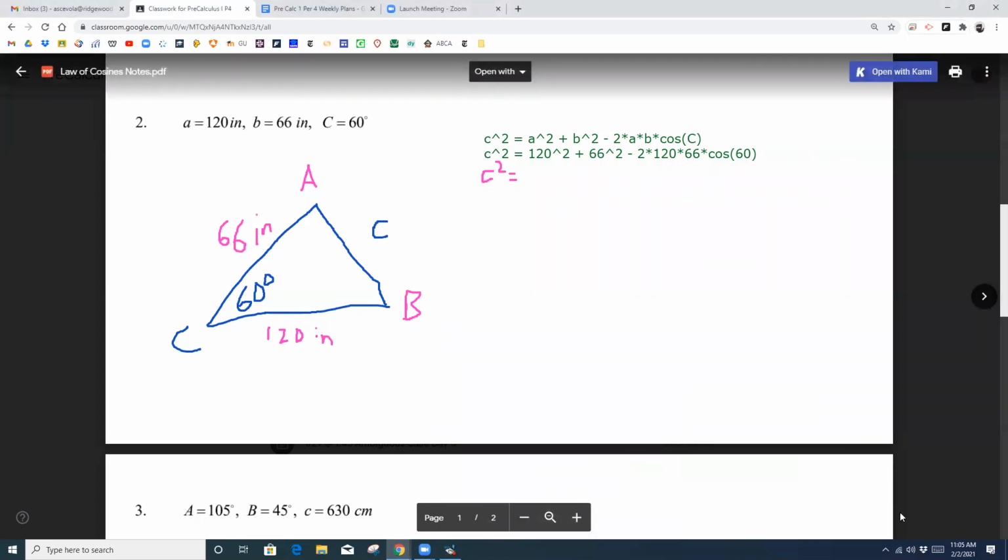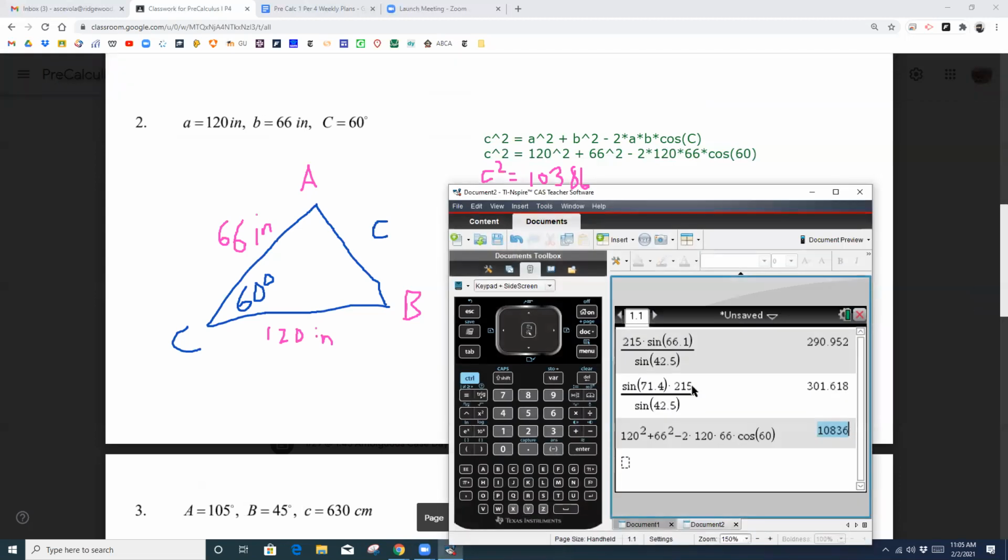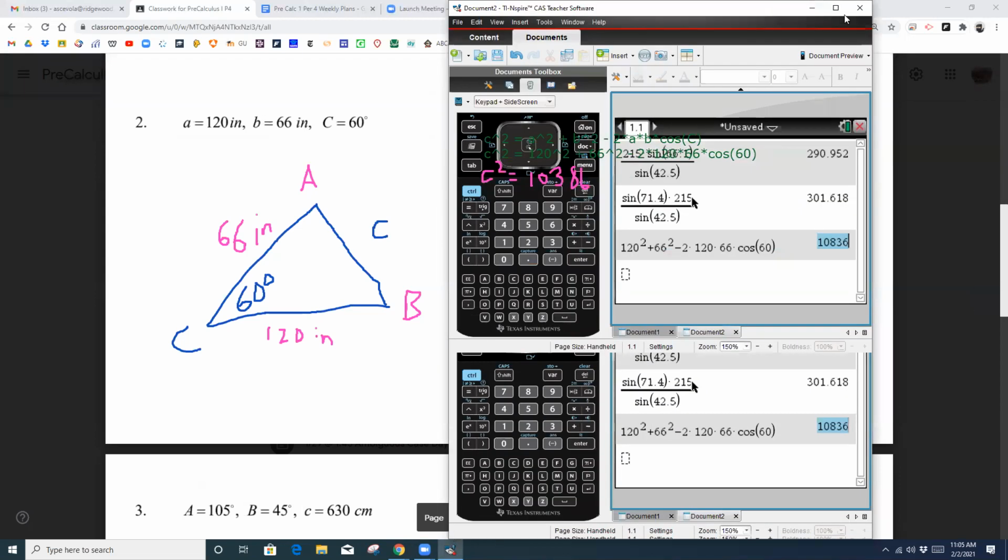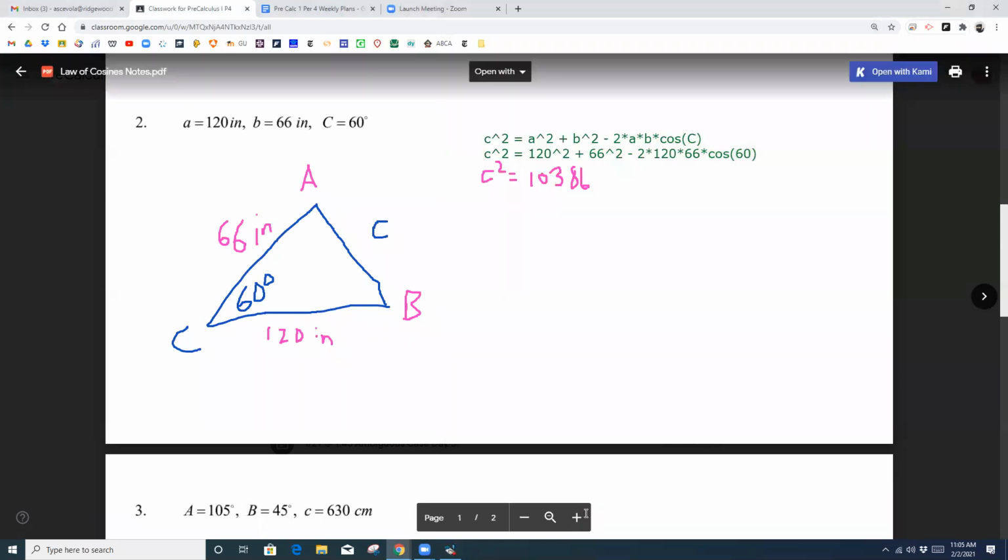10,836. So 10,836, which I believe is the current price of GameStop right now. 10,386. Did I write that down wrong? No, I'm dyslexic. 836. Oh my gosh, I shouldn't even have written it. You guys knew what I was doing.